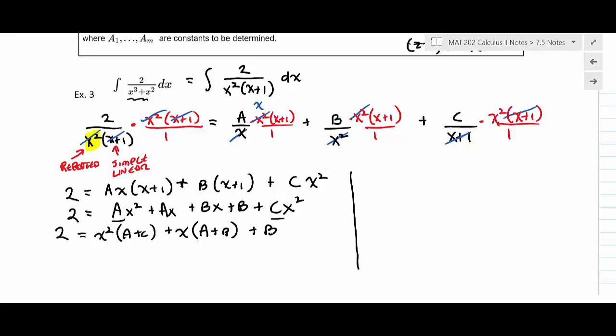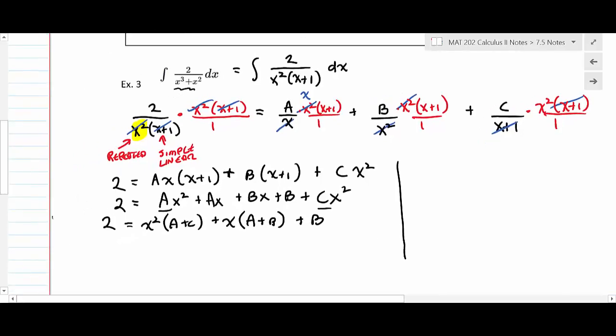This is what I want to make sure you're solid on. This is a constant, so it might help you to see this. You don't have to do this, but it might help if you wrote this part out as 0x squared plus 0x. So what does A plus C have to be equal to in this problem? 0. Good. What does A plus B have to be equal to? You're equating coefficients. What does B have to be equal to? 2, which is kind of cool.